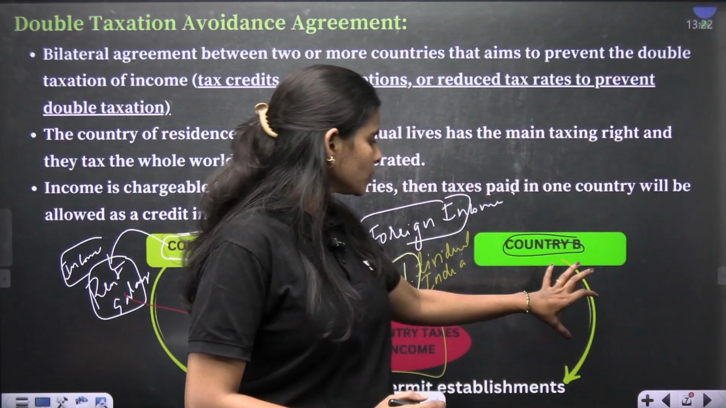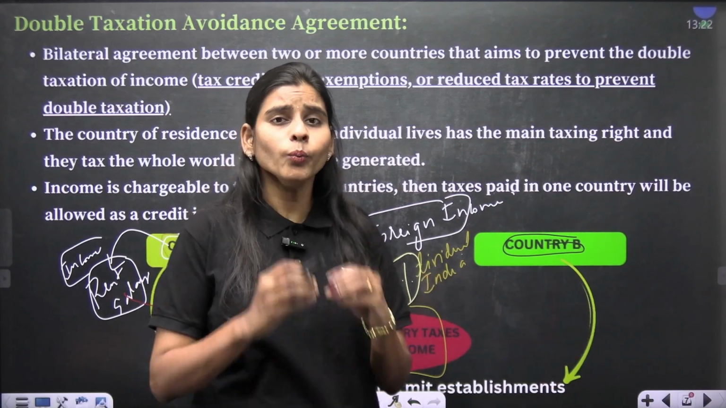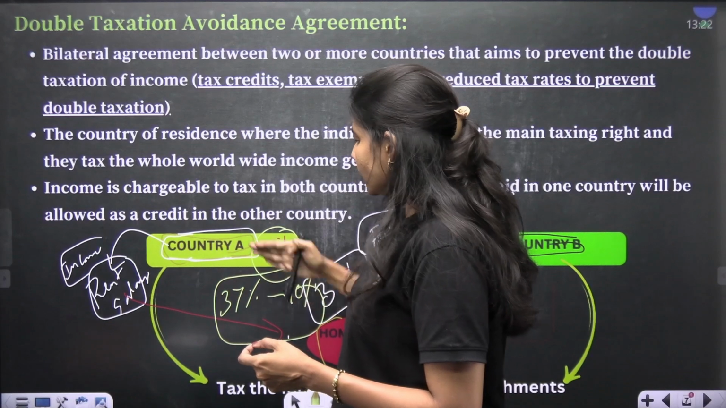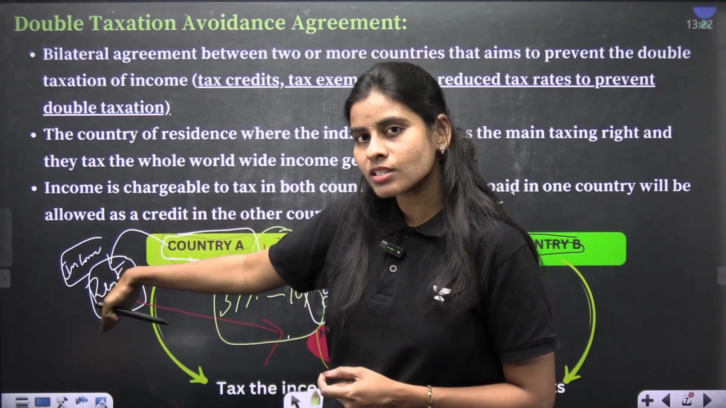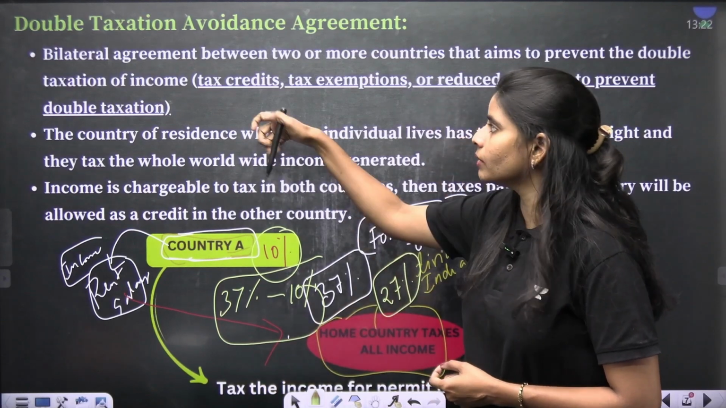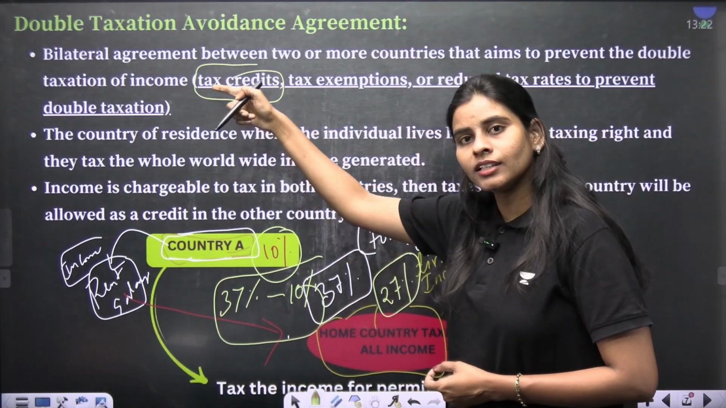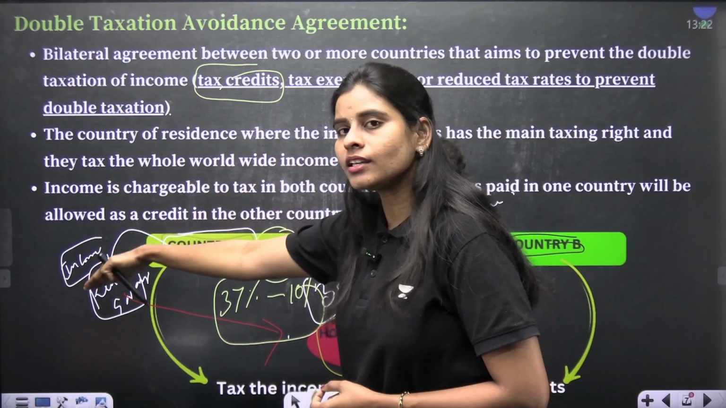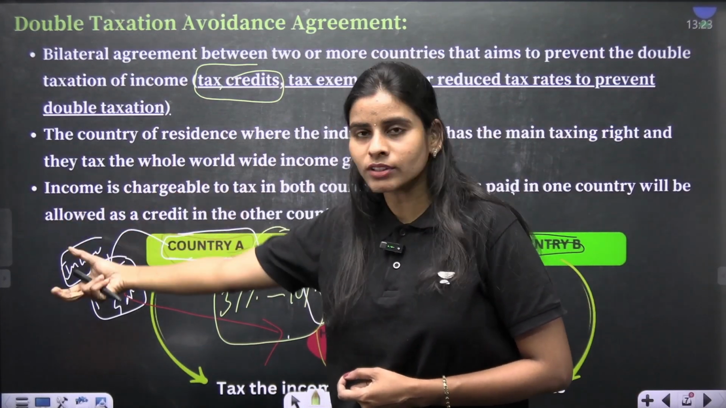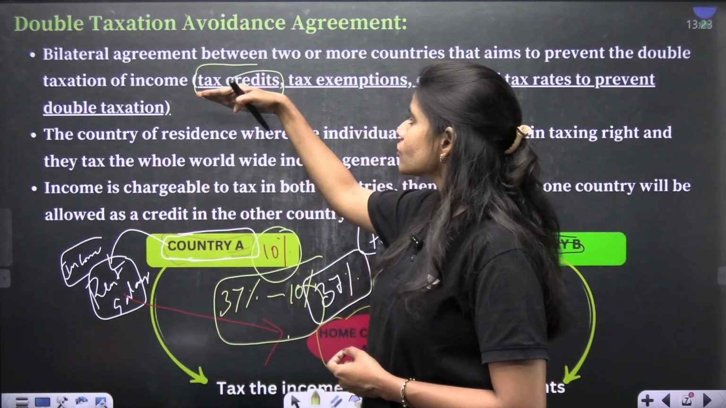Same thing applies with other countries also, where the countries have a DTAA agreement between them. Either the person will be asked to pay 10% tax here and 37% tax there, and then he can be given some tax credits. Tax credits means credits that he can avail for paying 10% tax to the other country on the same amount of income generated. So this is called a tax credit.